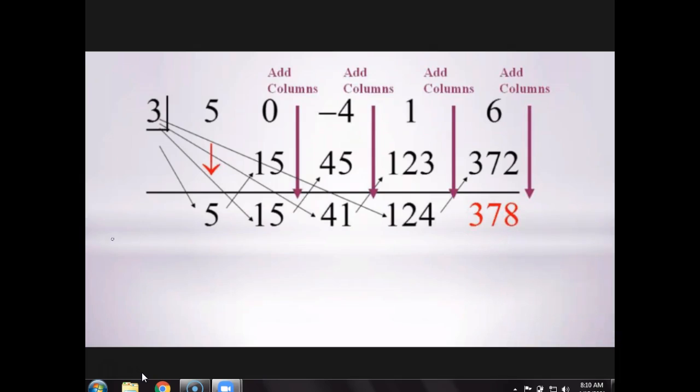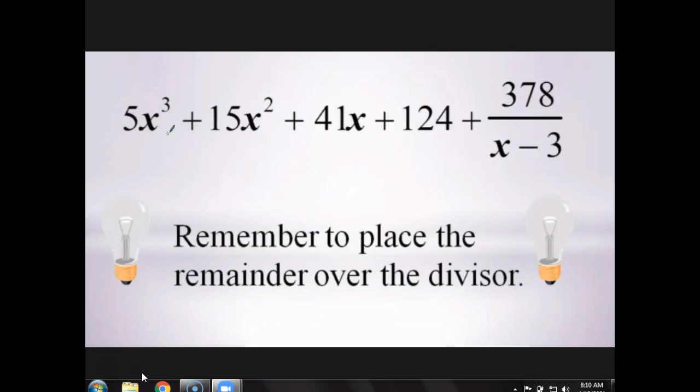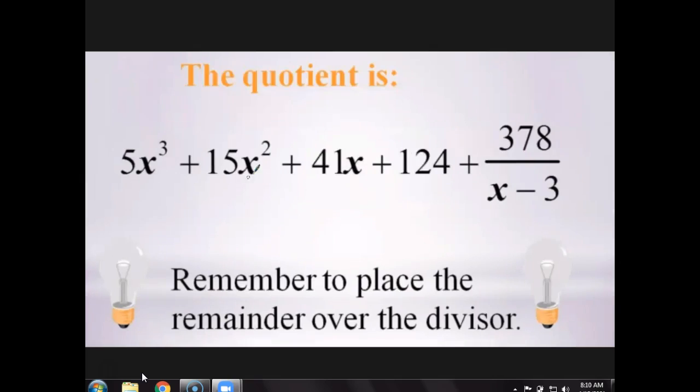These represent the coefficients of the quotient. So these would be like what was on top of the dividend in long division. Since this started as 5x to the 4th, you divide it by x, so that makes this 5x cubed plus 15x squared plus 41x plus 124, plus that last number is our remainder. It goes over the divisor. If that last number is 0, then there is no remainder.